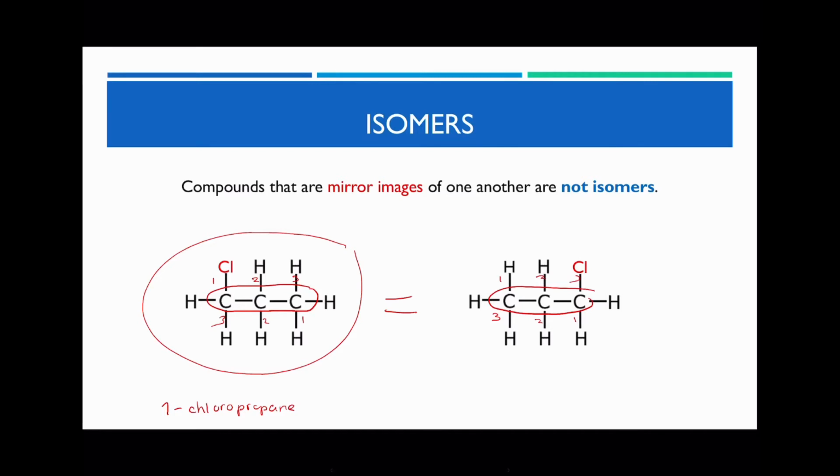Similarly, if you look on the right hand side, if we were to number it from right to left and have chlorine on the lowest assigned carbon, this would again be 1-chloropropane. And in this case, it's quite apparent that these are not isomers and they have the exact same name. So now I'm going to show you some questions, and I want you to see whether you can identify whether the following pairs of hydrocarbons are isomers, identical compounds, or different compounds in general.